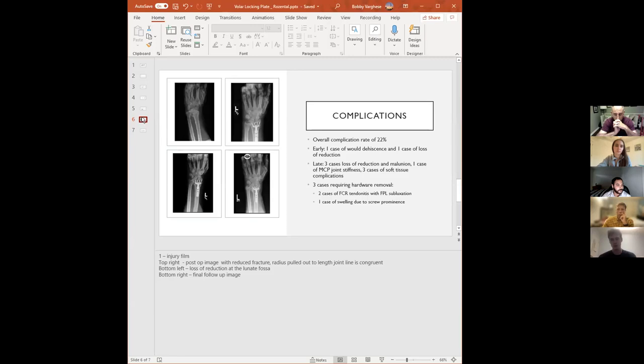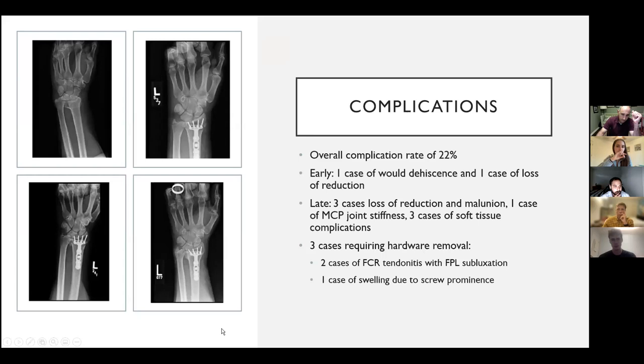So Bobby, why do you think that one case failed on that example you showed? On this one? I think, I mean, they didn't say in the paper, but if I had to guess, it's maybe because the fracture kept falling out the back because of where the fracture was near the lunate fossa. Yeah, so that could be part of it.